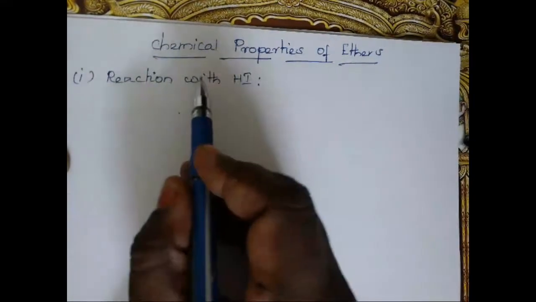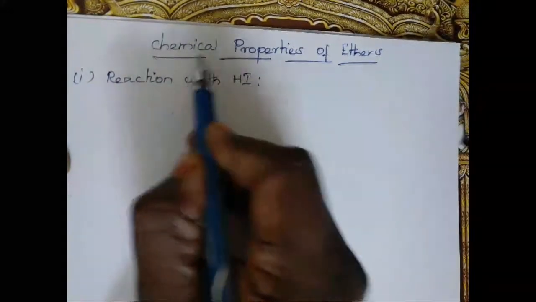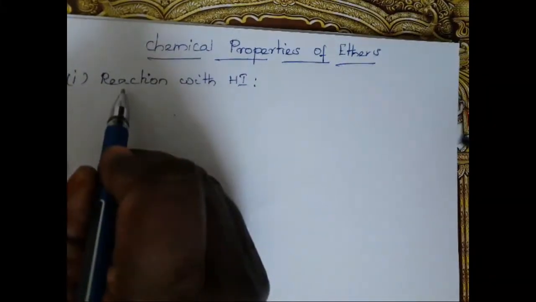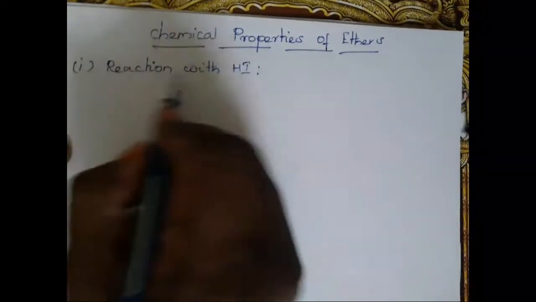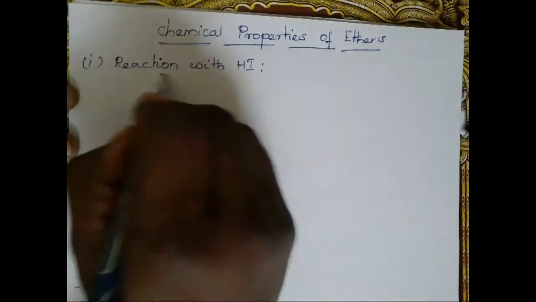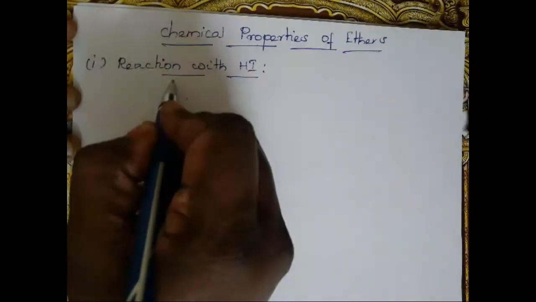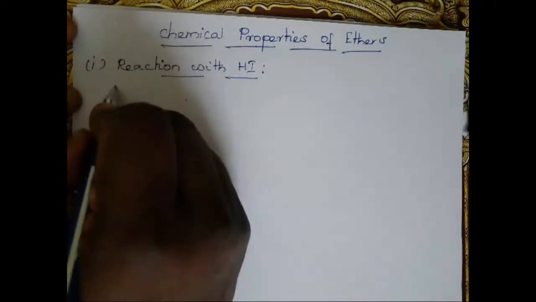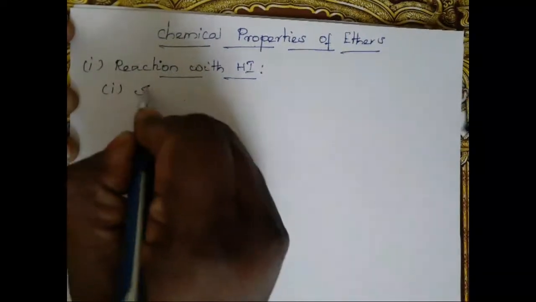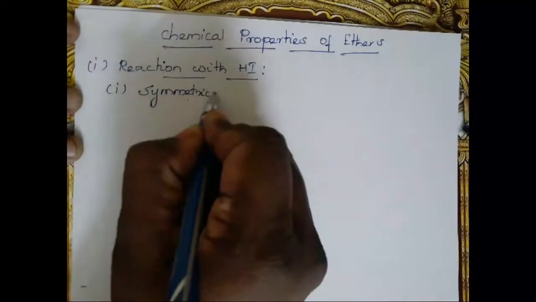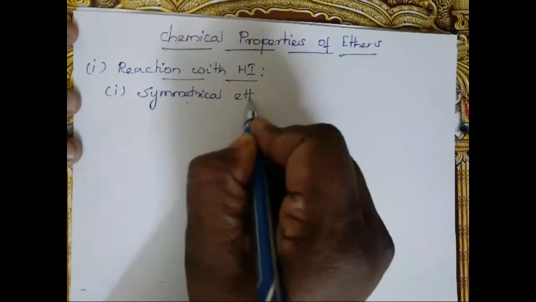Good morning, children. Today we are going to see chemical properties of ethers. First, let us see the reaction of ethers with HI, hydrogen iodide. We have two types of reaction with HI. First reaction is with symmetrical ethers. We are going to take symmetrical ethers.